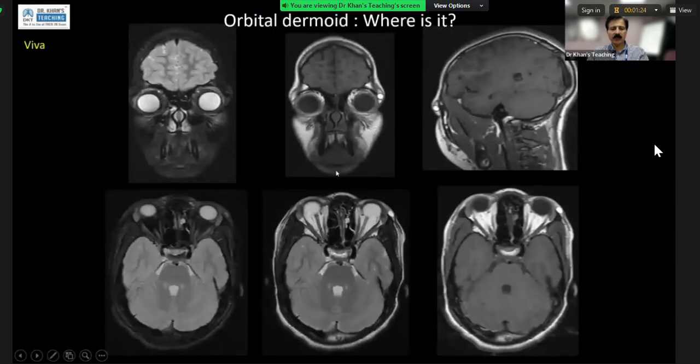So another case of dermoid, which is very small. This is a T1 weighted sequence. And on fat saturated, this is a flair sequence. You can see that it saturates.